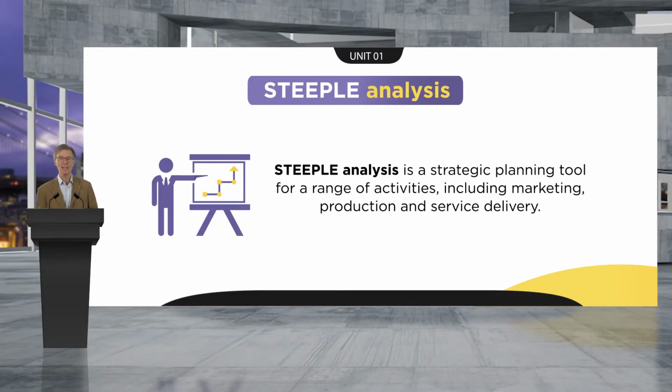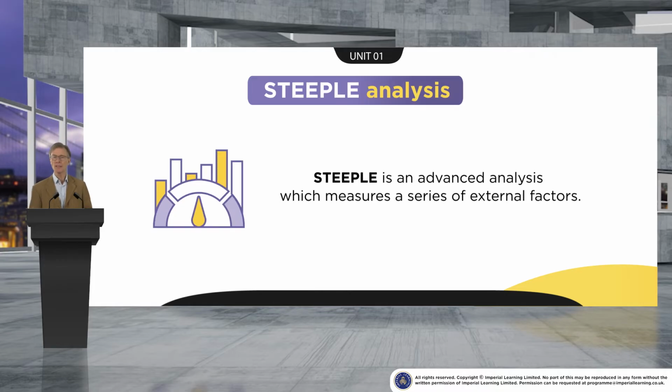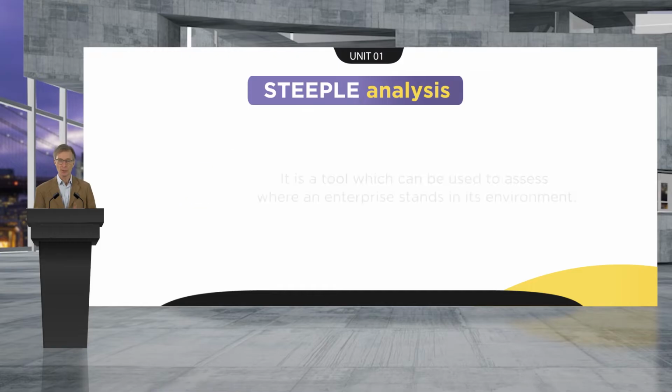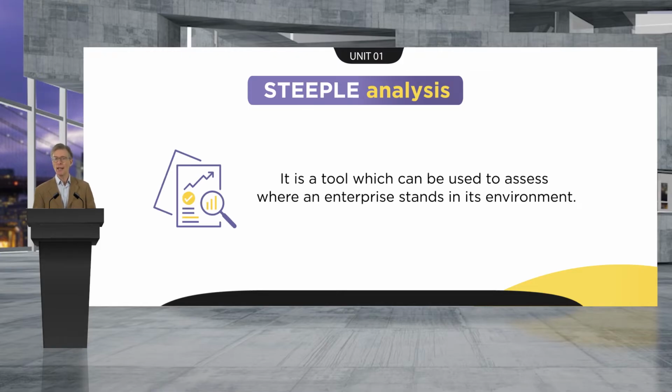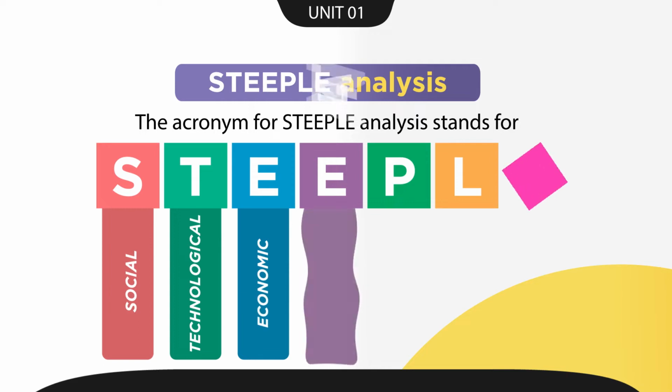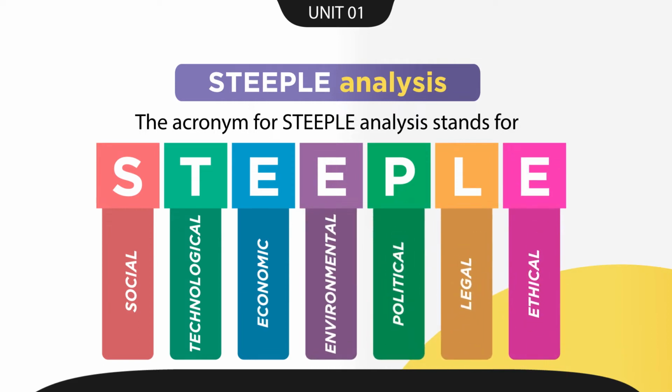I'm going to talk about a STEEPLE analysis, which is a strategic planning tool for a range of activities, including marketing, production, and service delivery. STEEPLE is an advanced analysis which measures a series of external factors. It's a tool which can be used to assess where an enterprise stands in its environment. The acronym STEEPLE stands for Social, Technological, Economic, Environmental, Political, Legal, and Ethical.